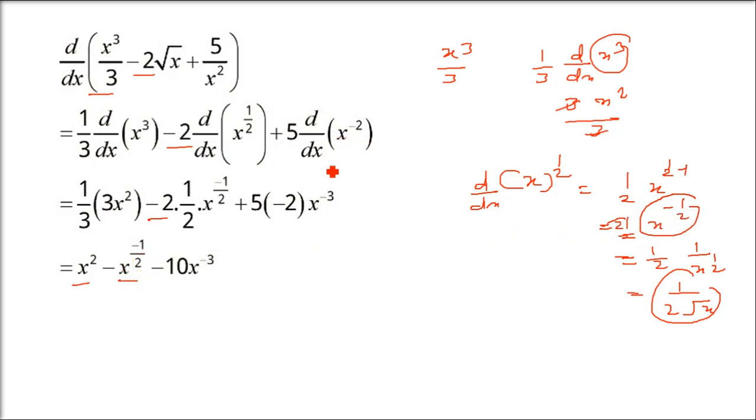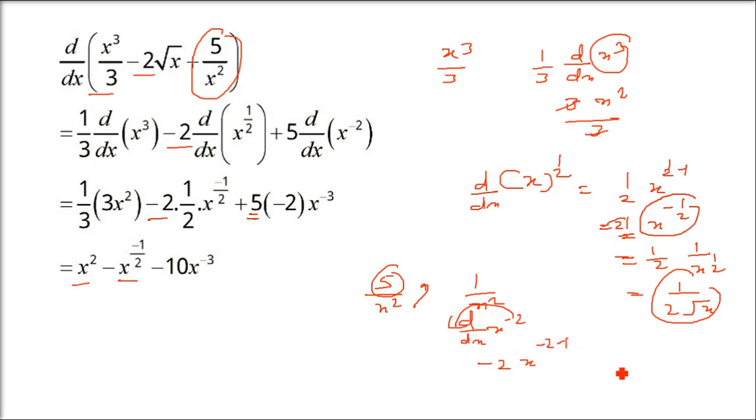What about this one, 5 by x squared? 5 remains like this. x squared goes up, so this will be x to the power minus 2. And then we need the differentiation of this. x to the power minus 2: so minus 2, x to the power minus 2 minus 1, this is minus 2 x to the power minus 3. You can bring x to the power minus 3 in the denominator also, like x cube. Since 5 was there, 5 into minus 2 is minus 10. So minus 10 x to the power minus 3 will be the solution of the third one.